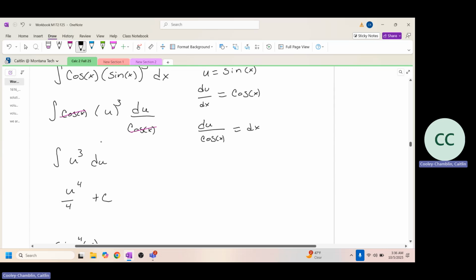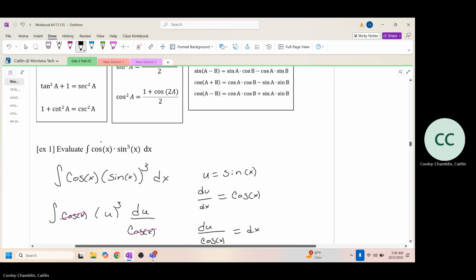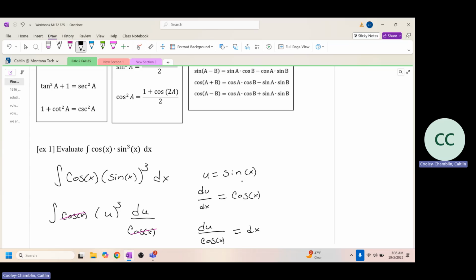Interestingly enough, you could allow cosine to be our u, and then we would have had to do a little bit more manipulation, and we'll see that in the next problem. But something I want to note here is cosine is to the first power and sine is to the third power, so both of these are odd powers. So sine and cosine are two odd powers.